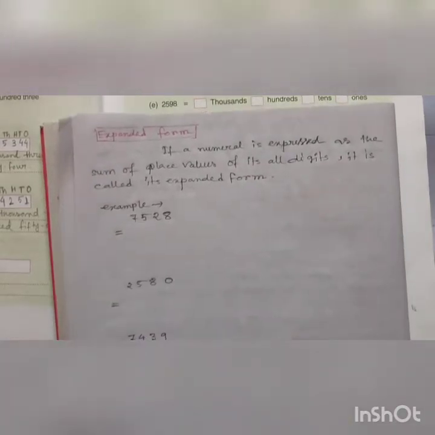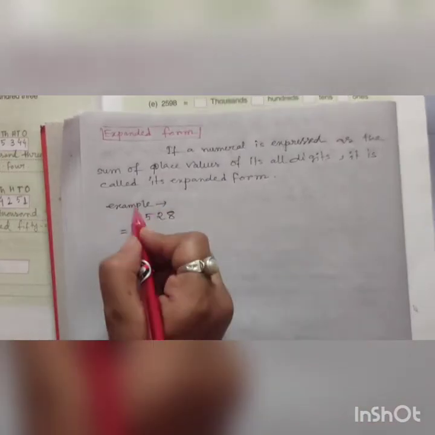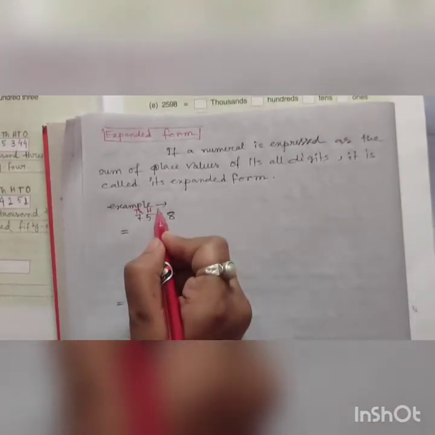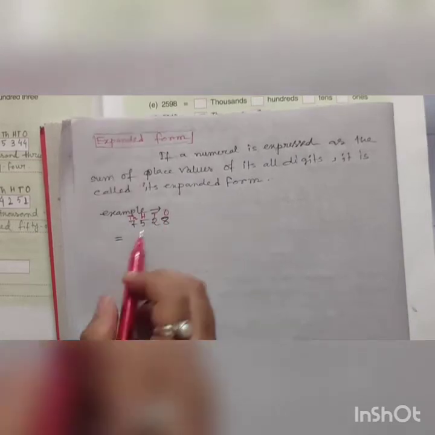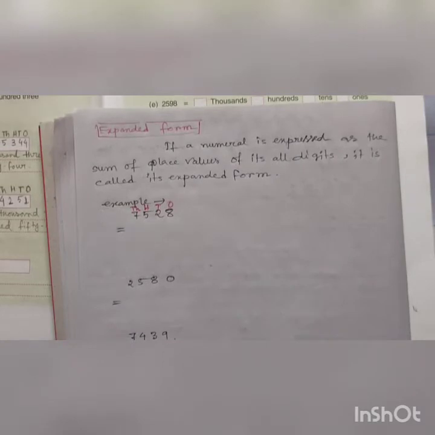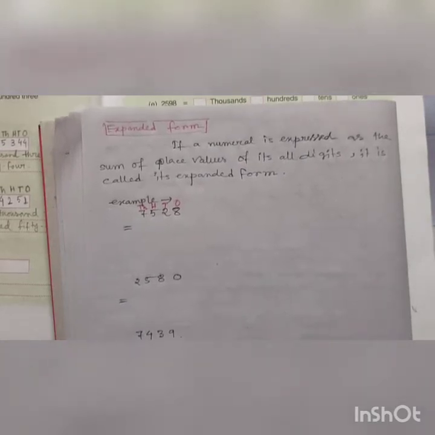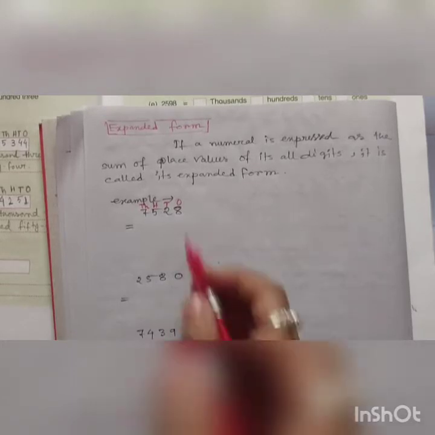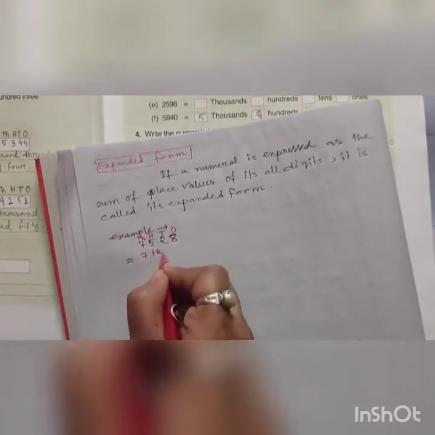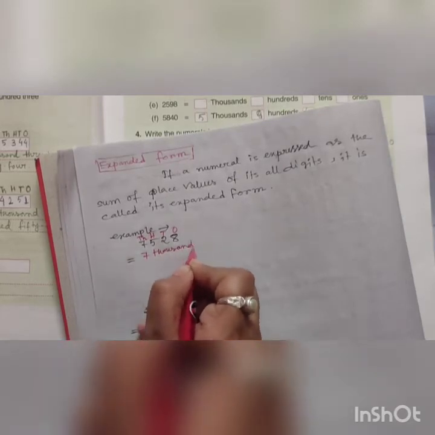So the number is 7528, that is 7 thousands 5 hundreds 2 tens 8 ones. So 7528. So how can you write the expanded form? তাহলে expanded form লিখতে গেলে আমাদের প্রত্যেকটা ডিজিটের প্লেস ভ্যালু আগে জানতে হবে। So the place value of 7 is 7000. Place value of 7 is 7000.